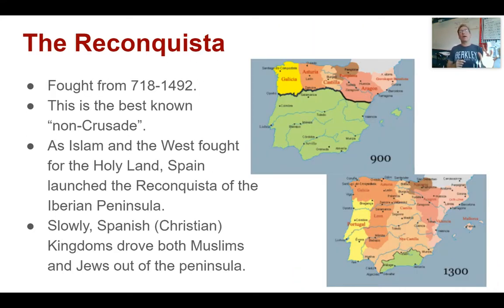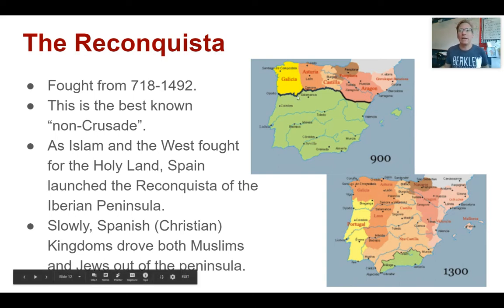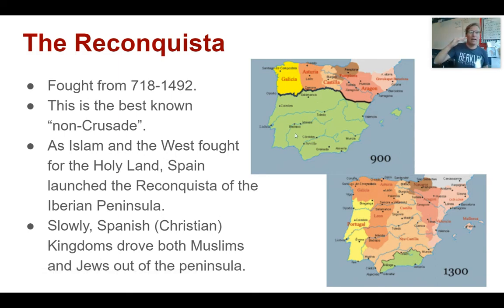One, however, that is worth mentioning is the Reconquista. This is a non-crusade crusade because they weren't recapturing the Holy Land. But this was a 700-year struggle between Muslims and Christians in Spain, with the borders kind of moving up and moving back and moving up and moving back. As Islam and the West really focused on this, Spain was just doing the Reconquista. They weren't sending crusaders off to Jerusalem. They wanted Spain to be Christian again. And slowly, these Spanish Christian kingdoms do drive both Muslims and Jews out of the peninsula.